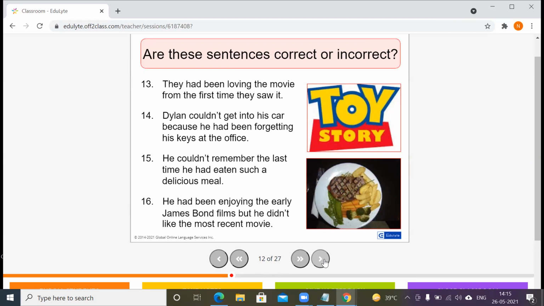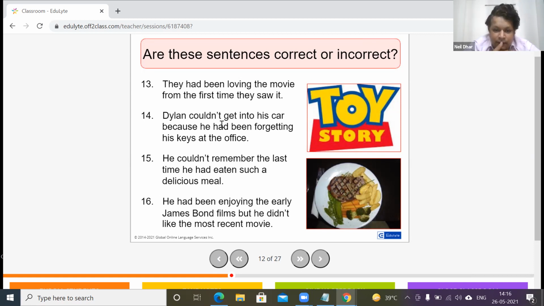Number 14, Dylan. Dylan could not get into his car because he had been forgetting his keys at the office. Let me explain the difference. One instance is: Dylan could not get in the car because he forgot his keys. A second instance is: Dylan always keeps forgetting his keys in the office. Which one do you think this is? A one-time event, or does it happen every day in the past? One-time event. So: Dylan couldn't get into his car because he had forgotten his keys in the office. It would not be 'he had been forgetting', because that means he forgets it every day. But that's not the case. He just forgot it one day.